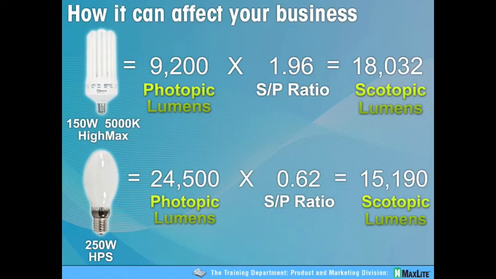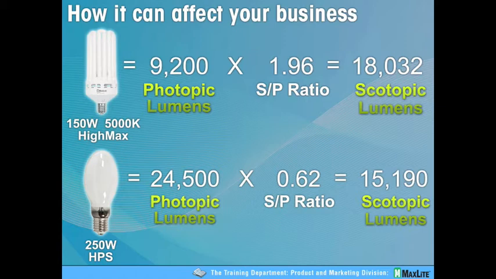Let's get down to the numbers, the photopic-scotopic ratio numbers, and how it affects the bottom line of you and your customer's business. I'll use our very popular 150 watt 5000K HiMax, which is rated at 9200 lumens. Because of its very high color rendering index, CRI of about 84, and it's a very cool color at 5000K, the SP ratio is 1.96. 9200 photopic lumens times an SP ratio of 1.96 is over 18,000 lumens.